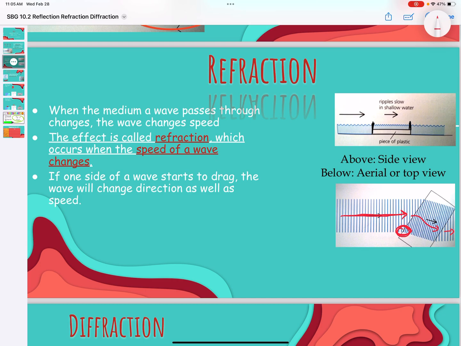You've probably seen refraction if you've ever been driving on a hot day and you see the shimmers in the air right above the road. That really hot air is bending the light that is coming through, and that's refraction.